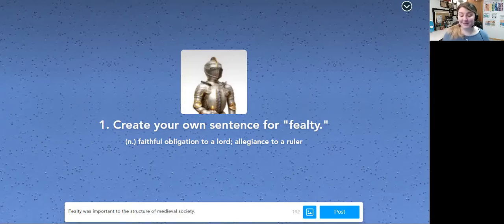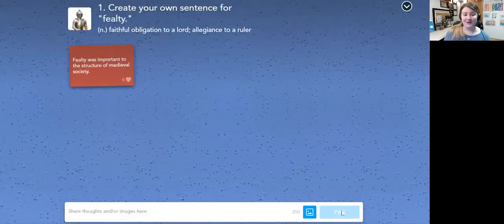Okay, that could be my example sentence. And I can add an image there too if I like. But for this, I'm not going to. Then it pops up here and we can like it, we can heart each other's. The teacher can see that, everyone sees it at the same time.